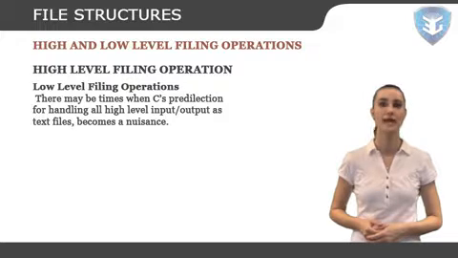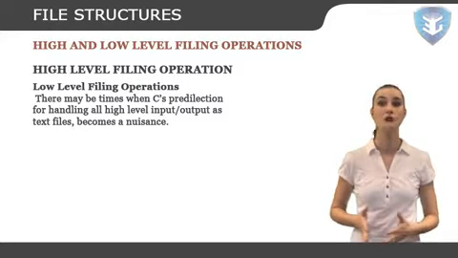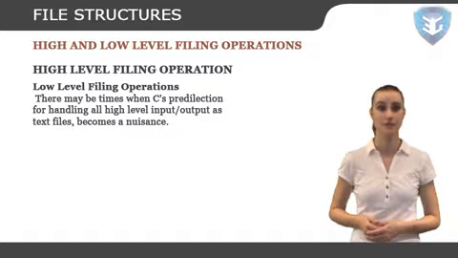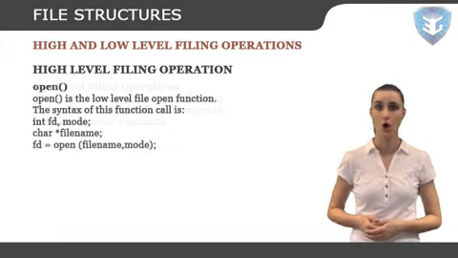Low-level filing operations. Normally, a programmer can get away with using the high-level input-output functions, but there may be times when C's predilection for handling all high-level input-output as text files becomes a nuisance. A program can then use a set of low-level I/O functions, which are provided by the standard library. Open function. open() is the low-level file open function. The syntax of this function call is given here.